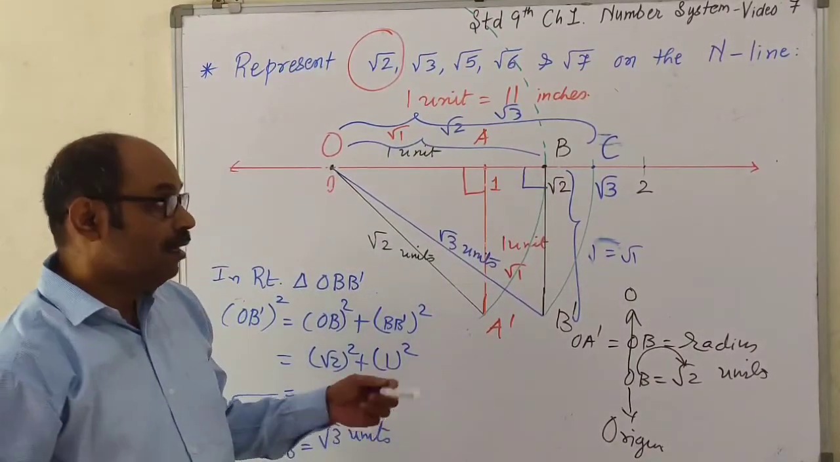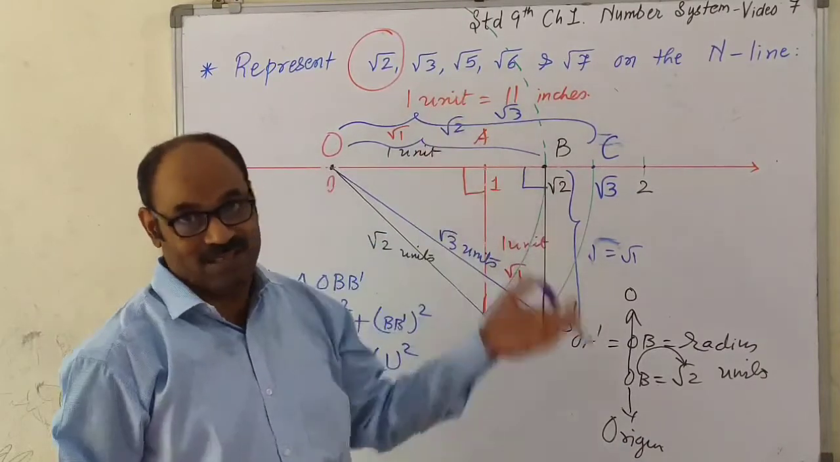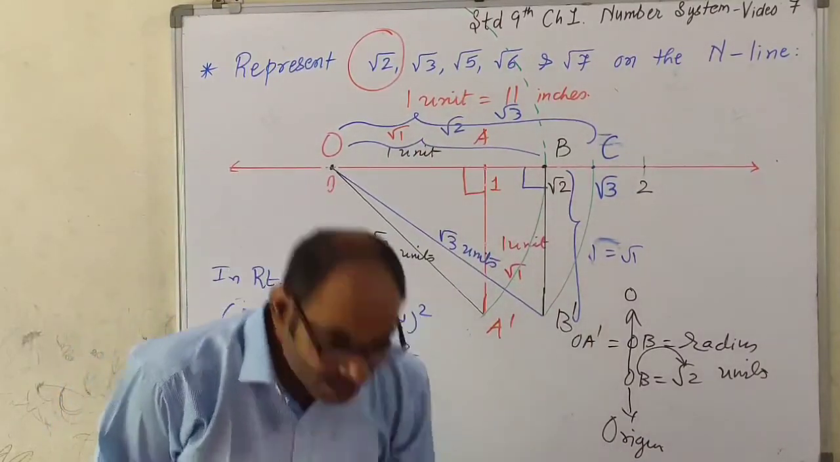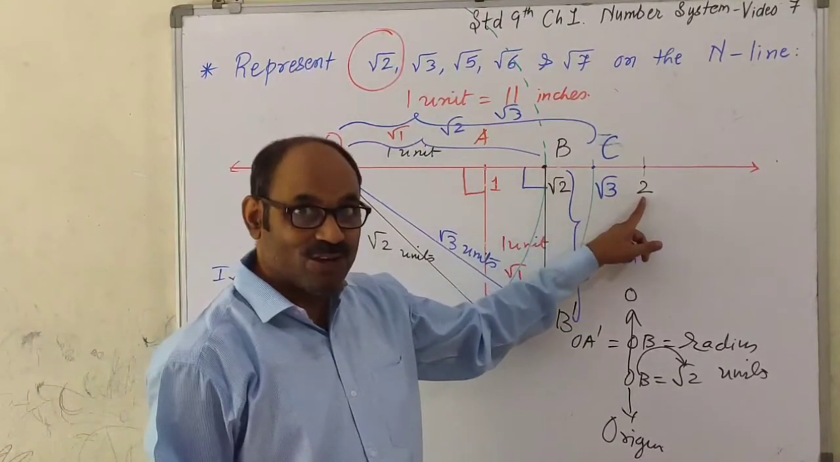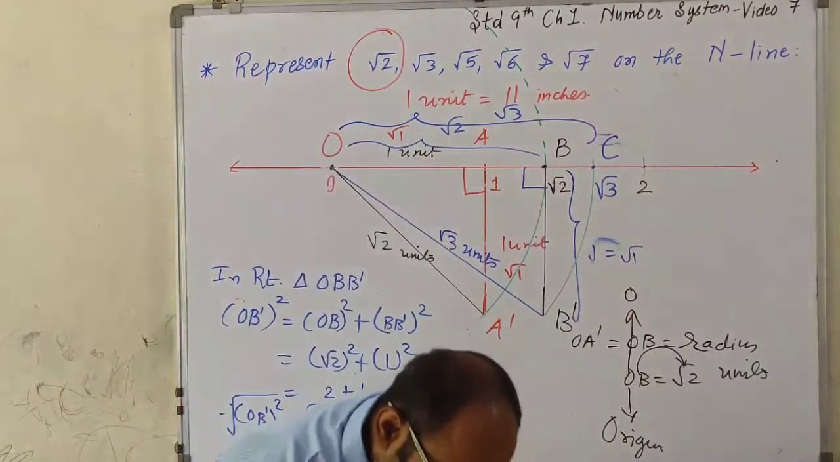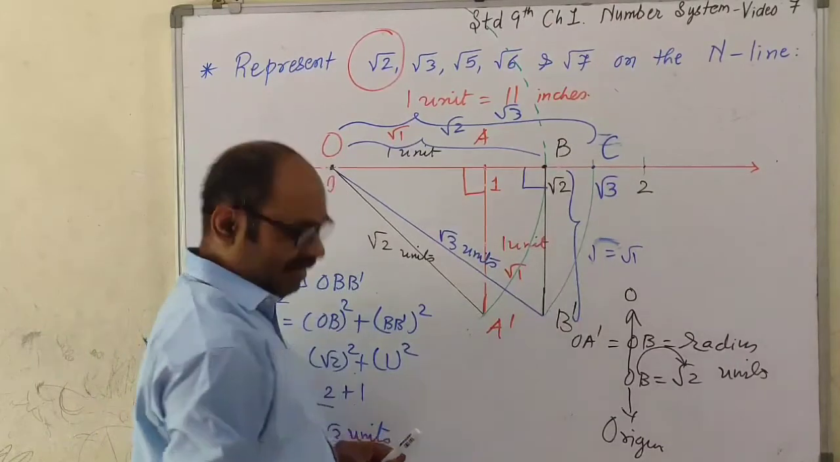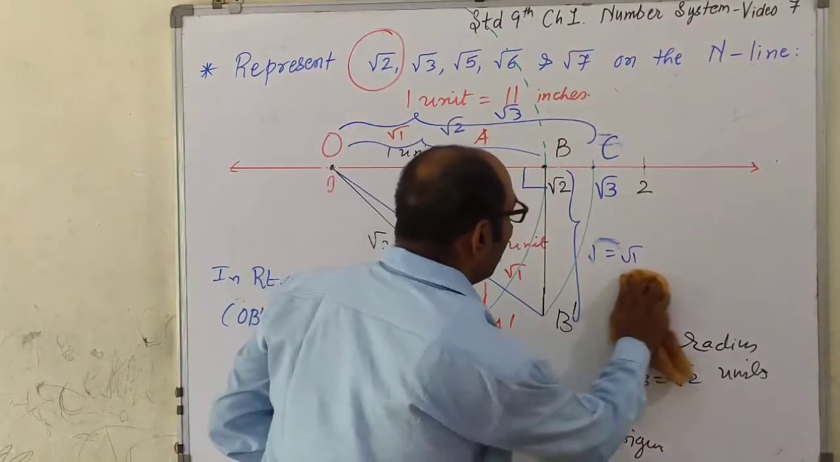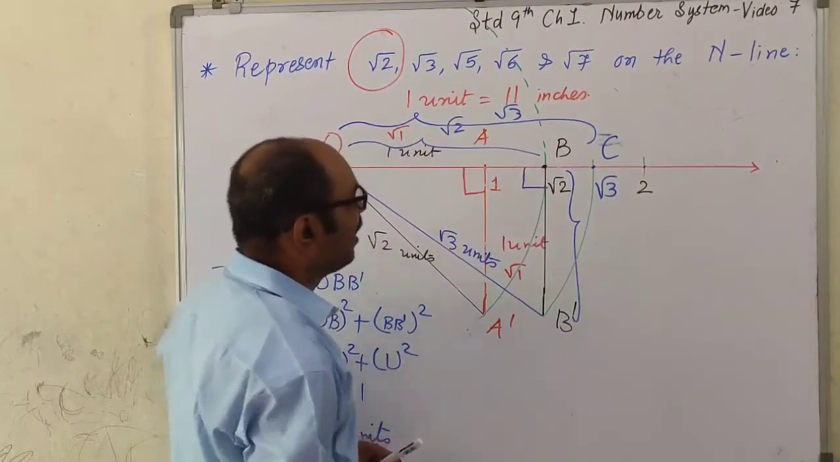Now next, after root 3 comes root 4. It's not asked, but still you will have to find. Let's see if our construction is proper. Root 4 is actually 2. You will get here. Now if you want to proceed further, again at point C you will have to draw a perpendicular.